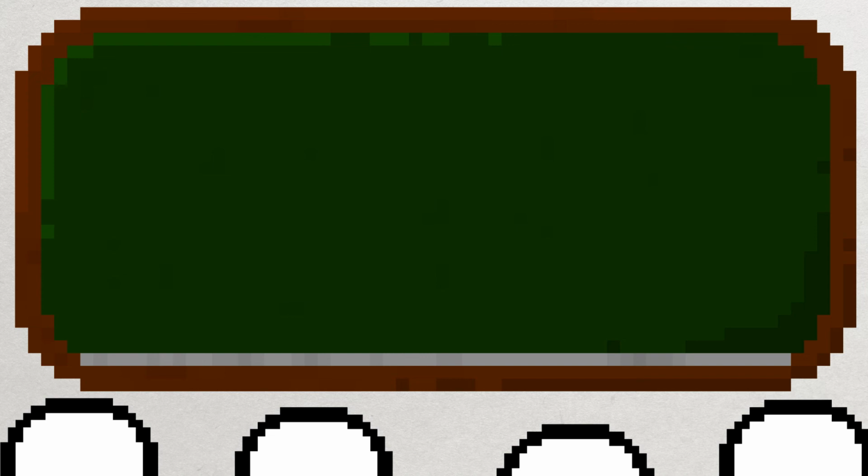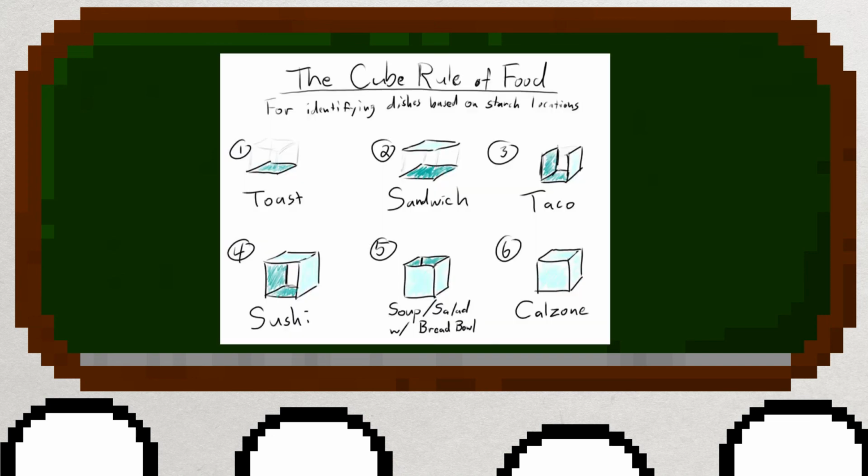The second article we are discussing comes from the Washington Post. They bring an interesting take on sandwich theory while still being wrong. In their article, they describe what they refer to as the cube rule of food.